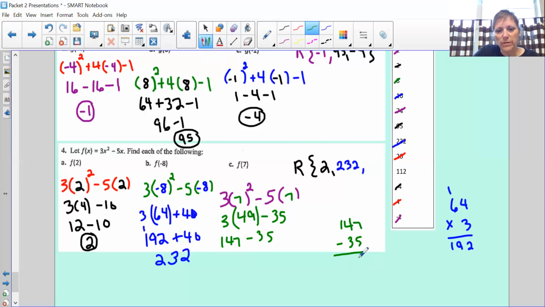Okay, so 5 from 7 is 2. 3 from 4 is 1. So 112. And I see our last answer up here. That needs to look more like a 0. So 112 is our last range value.